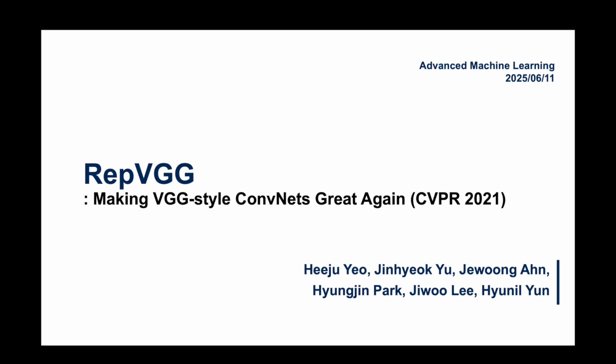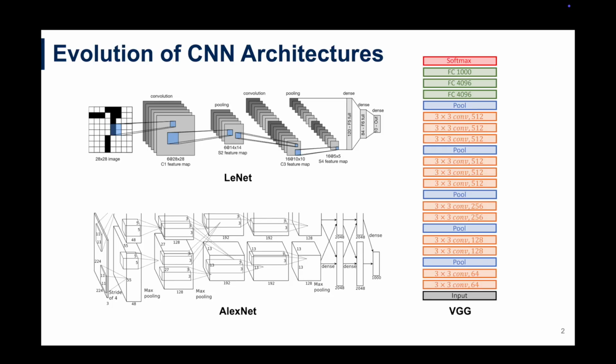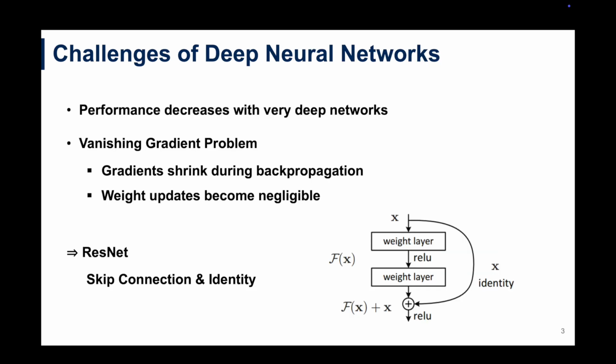Hello everyone, today let me introduce RepVGG, a model proposed at CVPR 2021. CNN architectures have evolved from LeNet to AlexNet and then to VGG. But simply stacking more layers doesn't always improve accuracy, due to problems like vanishing gradients. To overcome this, ResNet introduced multi-branch structures with residual connections, enabling deeper, more trainable networks.